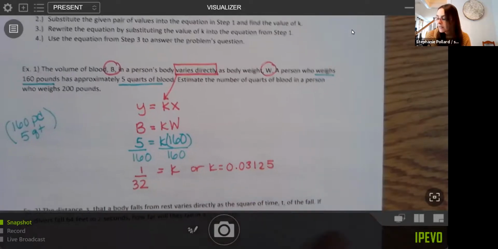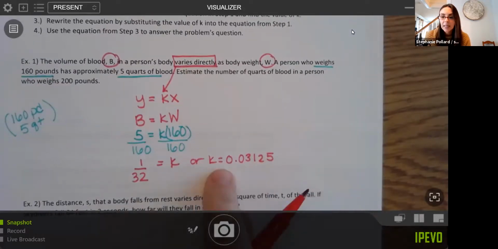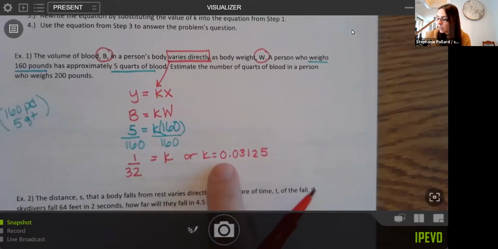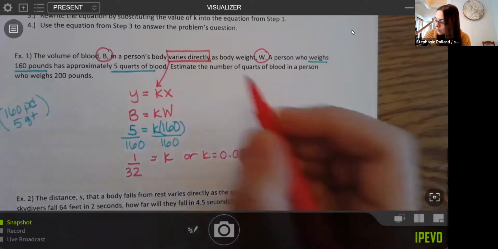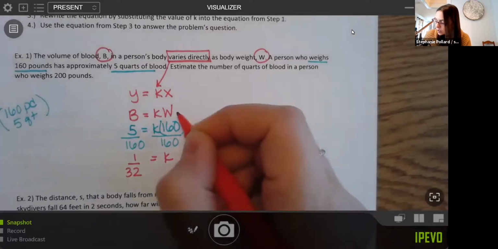Which is like this. Now, this is an exact decimal. It does come out completely. I would say as a personal preference, I tend to like the fraction form, but your book for this one uses the decimal form. So you can really use either. I would just be careful and make sure that you use all decimals. You don't really want to round your k value or it will cause your answers to be a little bit off. So what we do now is we just plug this k back into our formula.